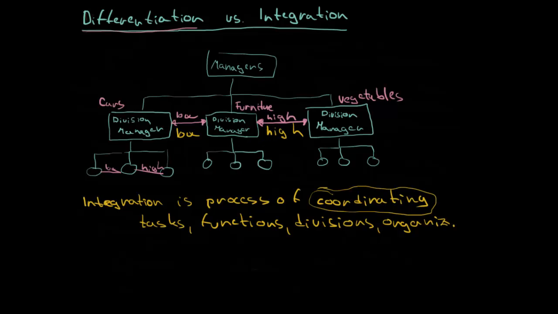And I have already mentioned mechanism. So, mechanisms for integrating the different divisions, functions, or organizations. There are many of them, but I will introduce just several. The most basic one is the hierarchy of authority. This is very simple, and we have already talked about this in a previous video.